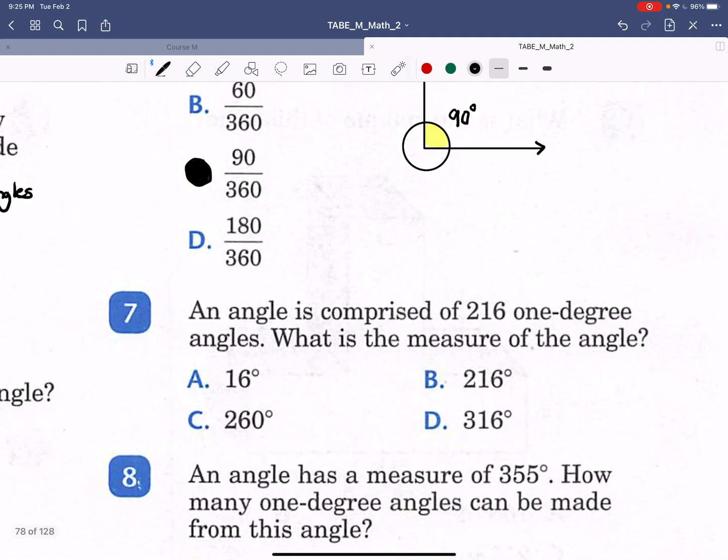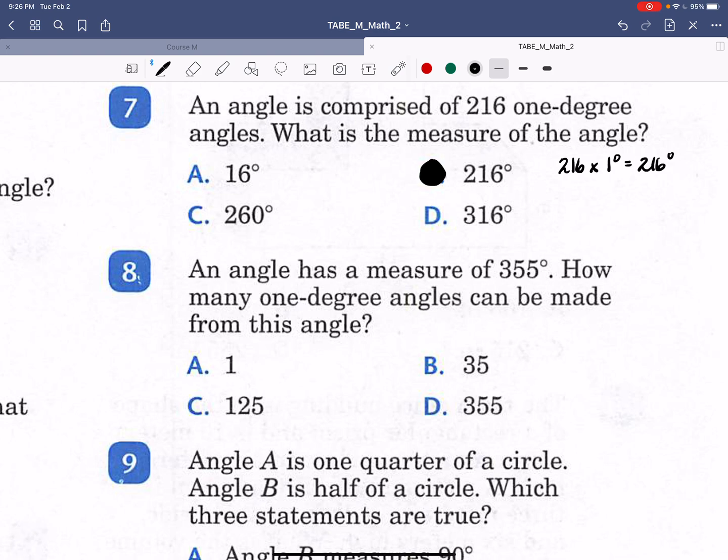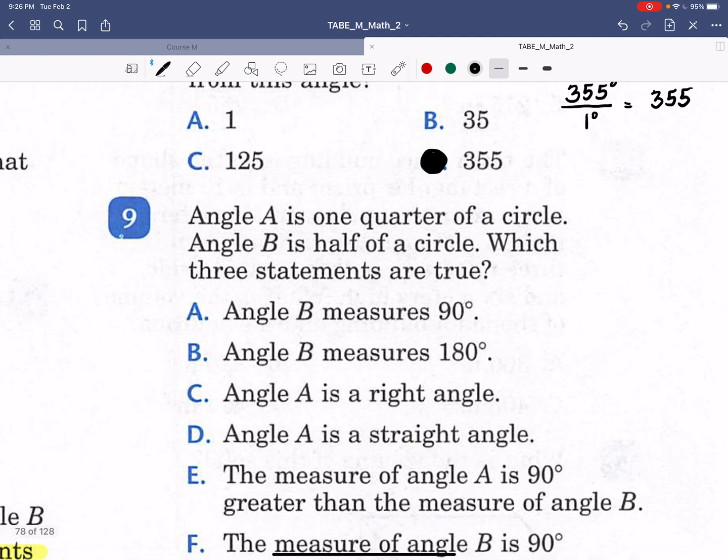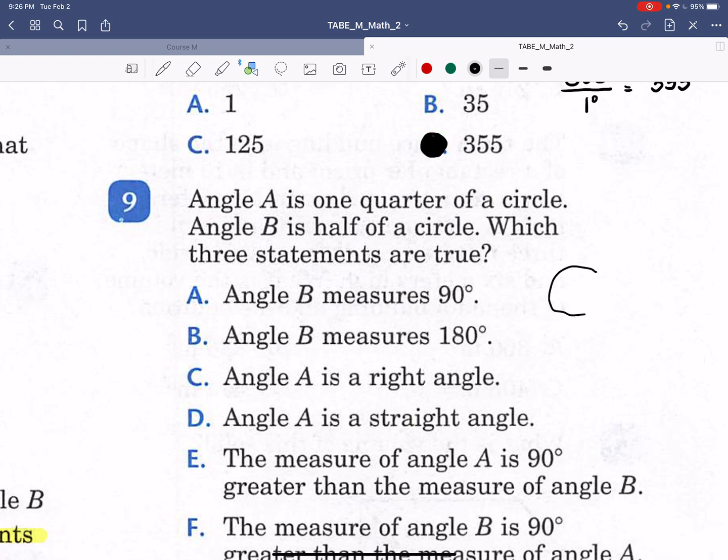An angle is comprised of 216 1-degree angles. What is the measure of the angle? Well, 216 times 1 degree is 216 degrees. An angle has a measure of 355 degrees. How many 1-degree angles can be made from this angle? Well, if you take your 355 degrees and you break it down into 1 degrees, you will get 355 of them. So even with angles, we're building up and breaking down. Number 9. Angle A is 1/4 of a circle.